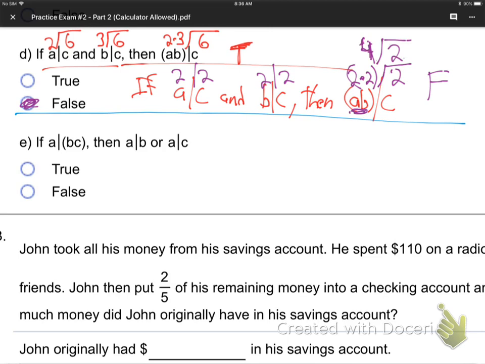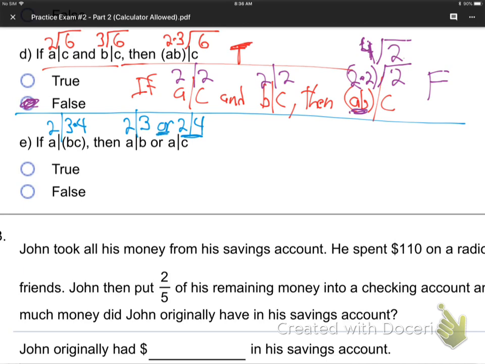All right, let's go on to the last one of these crazy things. Let's go on to E. So if A divides into B times C, like 2 goes into, I don't know, 3 times 4. 2 goes into 12. That's true. So I made the if work. The if is true. Then A will go into B. 2 goes into 3? No, it doesn't. 2 doesn't go evenly into 3. Or 2 will go into 4. Yeah, 2 does go into 4.